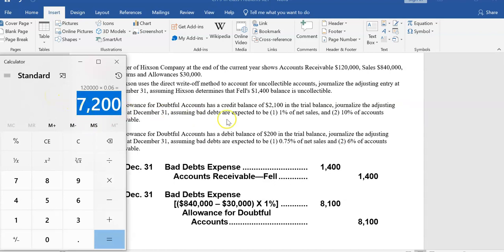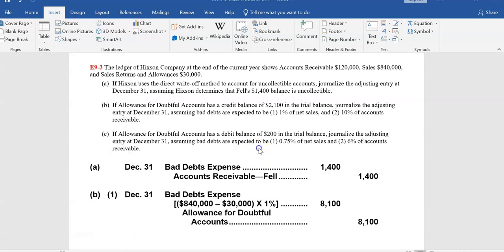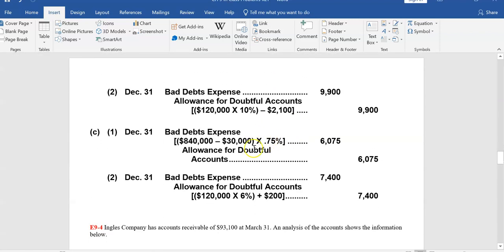Now that we know the needed balance, we compare that to the current balance. Remember that the allowance for doubtful accounts is a contra asset account. It has a normal credit balance. Because a bunch of accounts were written off, this company's balance in their general ledger is debit. We need it to be $7,200 credit. So here, because we need to get the account to $7,200, it's going to require a credit of $7,400, because $7,400 will be enough to change that debit balance over to a credit balance of $7,200.